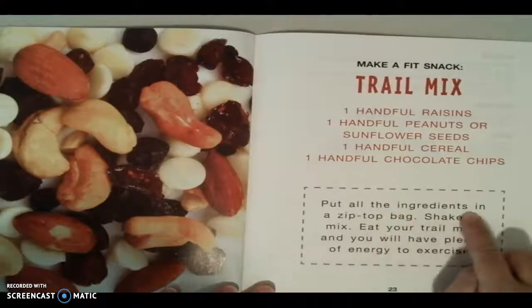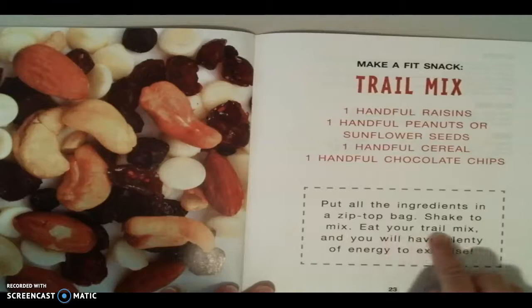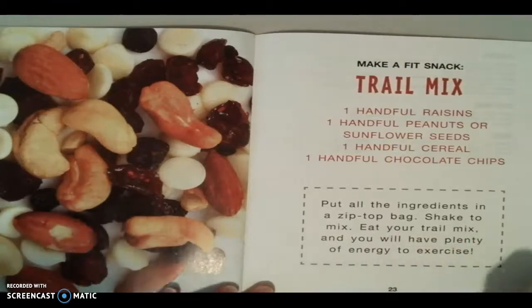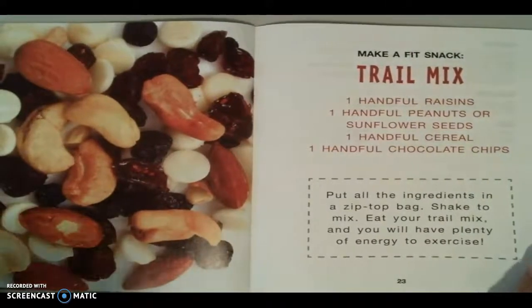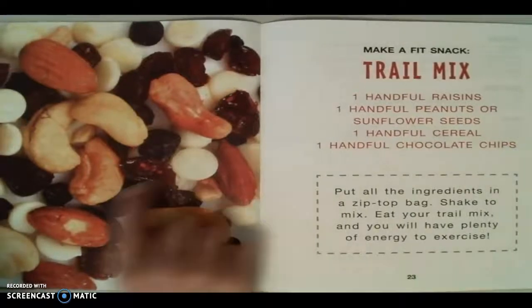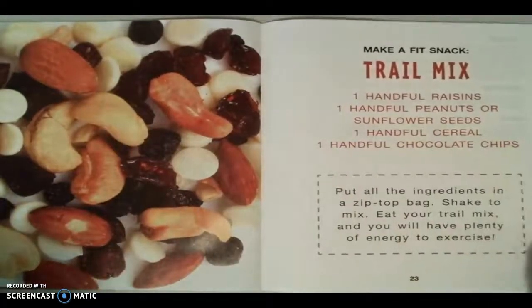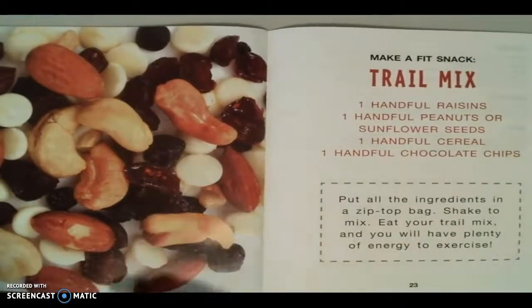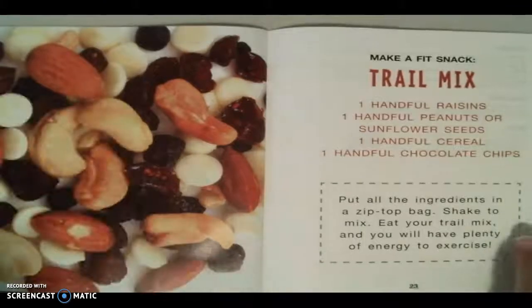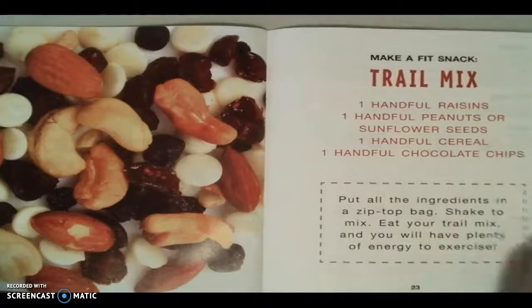Put all the ingredients in a zip-top bag. Shake to mix. Eat your trail mix, and you will have plenty of energy to exercise. That's a picture of trail mix. They have, in this one, it looks like they have yogurt chips. That's not on that recipe. Looks like those are cranberries. So that picture is a little bit different than the recipe, but that sounds like a good one.